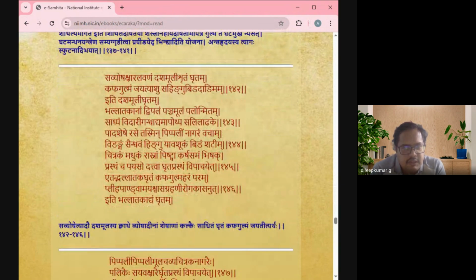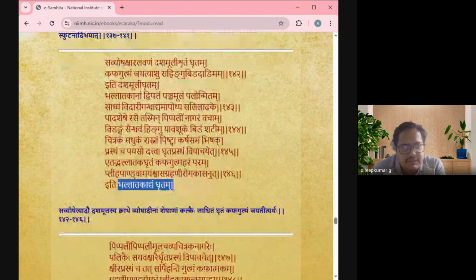So next is Dashamuli Grutam. This is for Kafaja Gulmam. Ballata Kadya Grutam, underline this one. Ballata Kadya Grutam is a very important Gruta for Kafaja Gulmam.